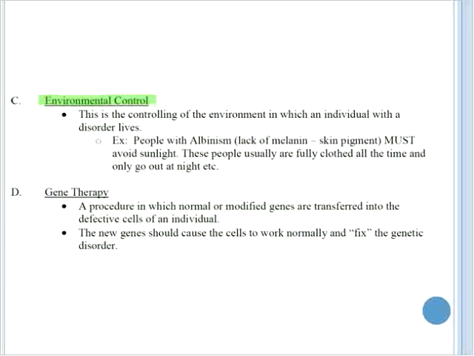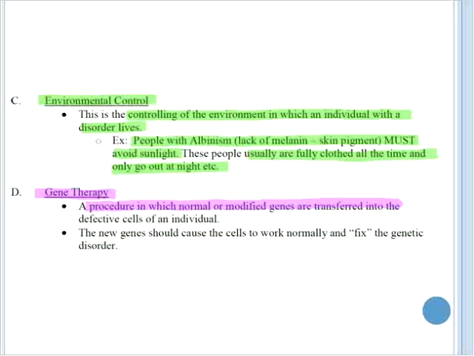Environmental control can be done as well. This simply is controlling the environment which an individual must cope with. Albinism: they must avoid sunlight. Usually they're fully clothed all the time and only go out at night, and those sorts of things. And certainly gene therapy may be an option. Here, normal or modified genes are transferred into the defective cells in an individual. Ideally, these new genes should cause the cell to work normally and fix the genetic disorder that is present.